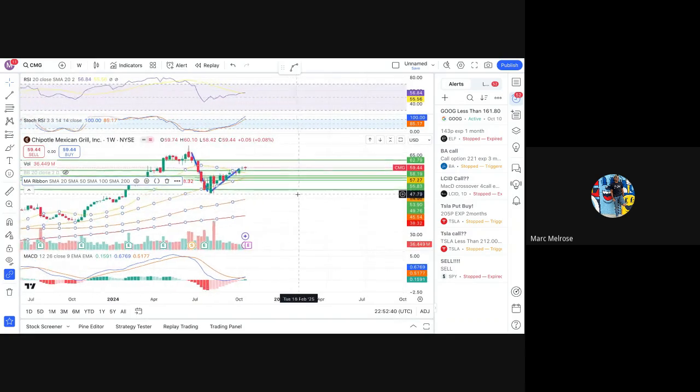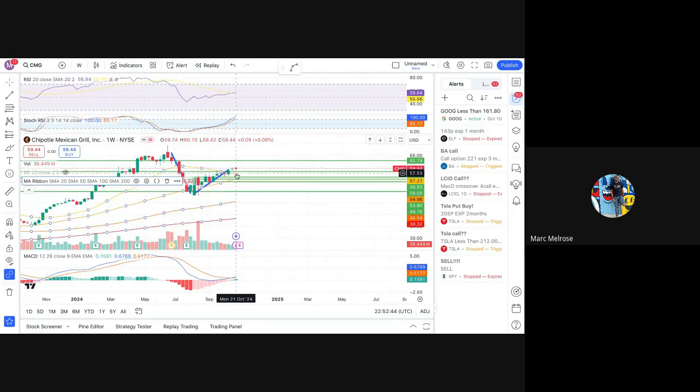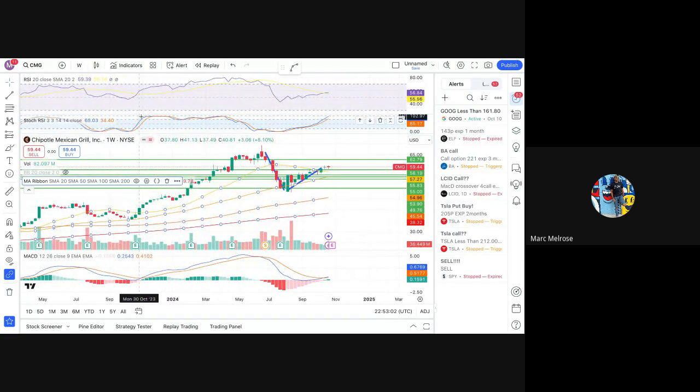Chipotle. So Chipotle on the weekly chart, you can see it broke past the 20-week moving average. It's testing support that we had drawn here at about $58. Stochastic RSI level is pretty high, right? So it's basically at 100. It can stay up there at 100 for a while. We can see even back here, it rode that 100 line for a few weeks, maybe about a month or two. So they can do that.